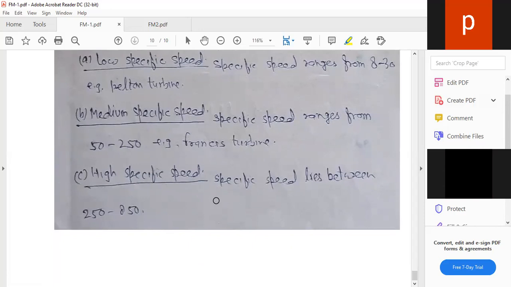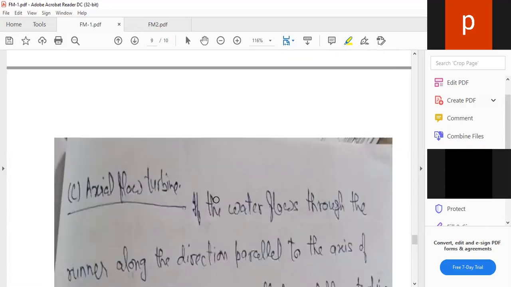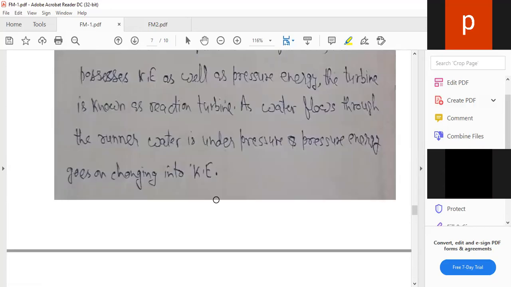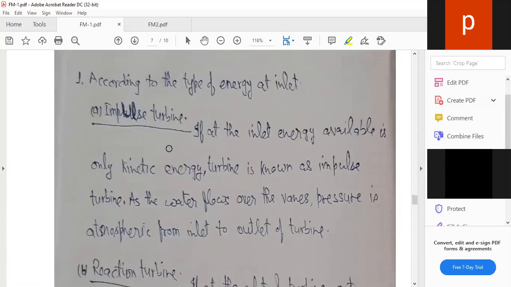So this is a classification on various bases. First classification was on the basis of energy at the inlet, which is impulse turbine and reaction turbine. If energy available at the inlet of turbine is kinetic energy only, then that is known as impulse turbine, and Pelton turbine is example of impulse turbine.